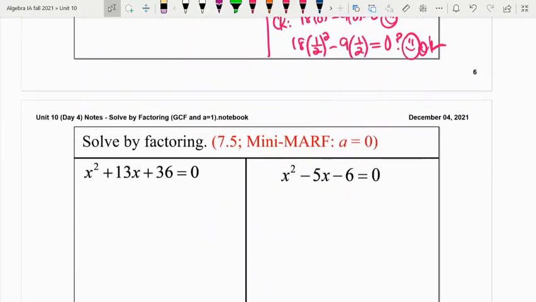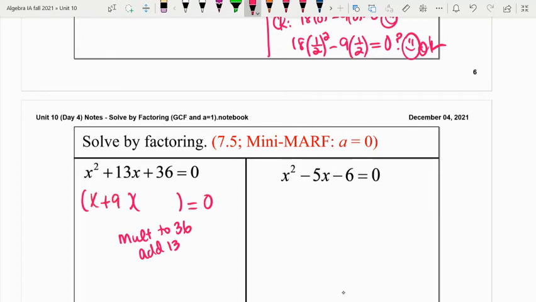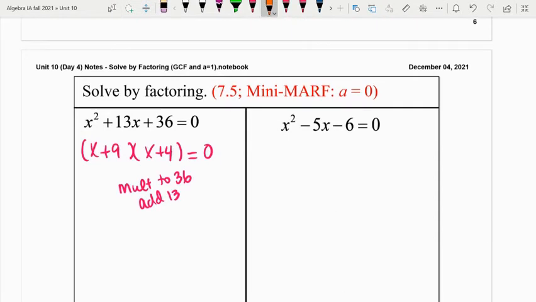All right, solve by factoring. This one, mini-marf, meaning leading coefficient of 1. So when you factor these, I'm looking for two numbers that multiply to 36 and add to 13. So I know that's going to be an x plus 9 and an x plus 4. And then set each of those parentheses to 0.